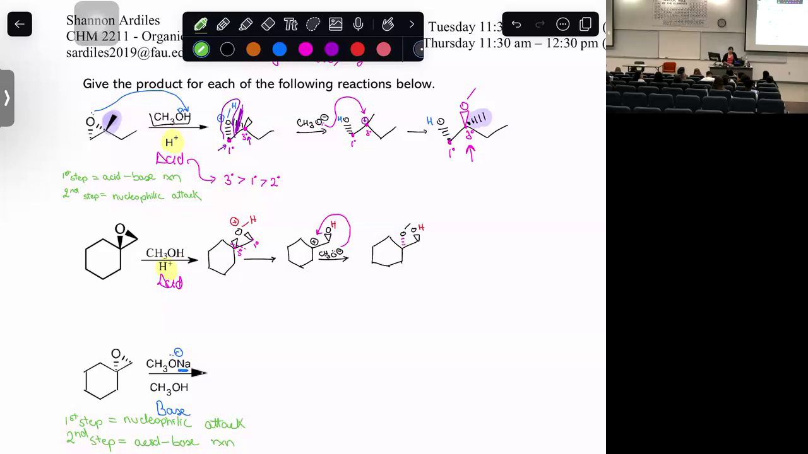For the base, same steps, but this time the order is going to be backwards. Okay, are we ready for the last one? Do we need one more minute? One more minute, that's okay. But actually, if you're already done, give it a try to the last one. This time it is a base cleavage, so slightly different, but I gave you the specific order of the steps. This time for base cleavage, the steps are inverted. So we start with a nucleophilic attack, we end with acid base. So just give it a try, see what happens.